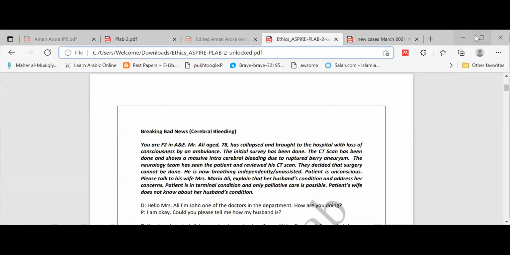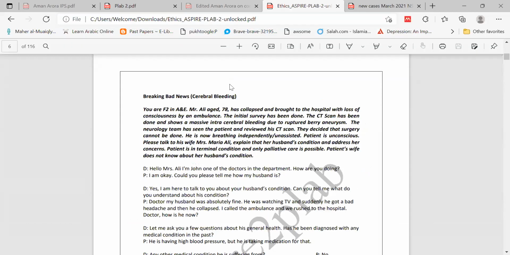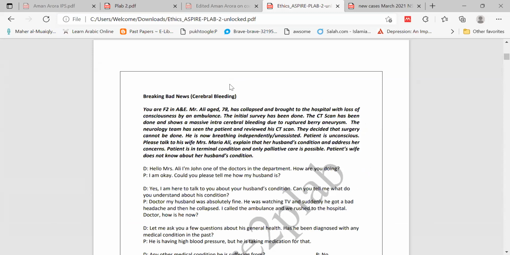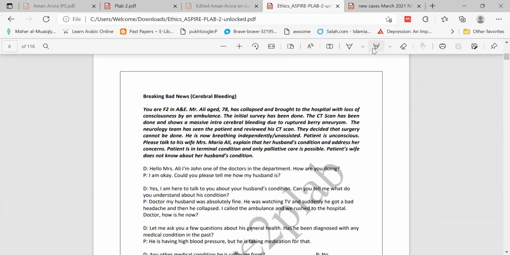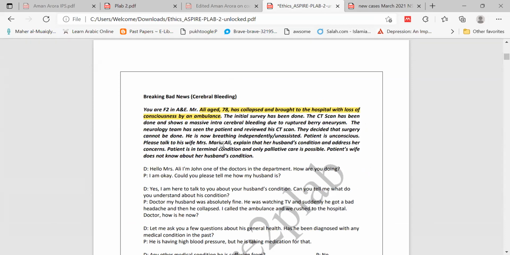Now getting to the cases. So we have ethics here. The first case is breaking bad news. Look at the task. It says Ali, 78, has collapsed and has been brought to the hospital with loss of consciousness by an ambulance. This is the information that the wife has because she's in the hospital. So that's the mutual information between you and the wife. If she's in the hospital, she's not here to give balloons and stuff. She knows she's here for her husband.